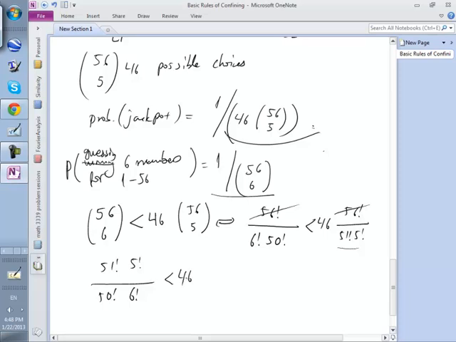Less than 46. Let's see if this inequality is valid. Let's simplify a bit more. 51 divided by 6 is less than 46, which is valid. So this is true. Correct?